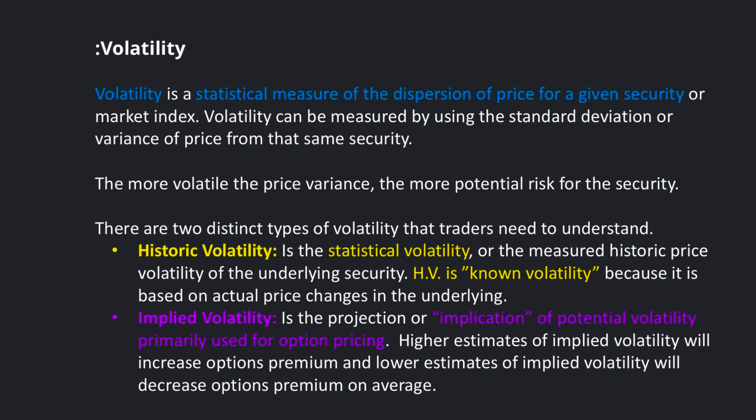Implied volatility is the projection or implication of potential volatility primarily used for option pricing. Higher estimates of implied volatility will increase options premium, and lower estimates of implied volatility will decrease options premium on average.